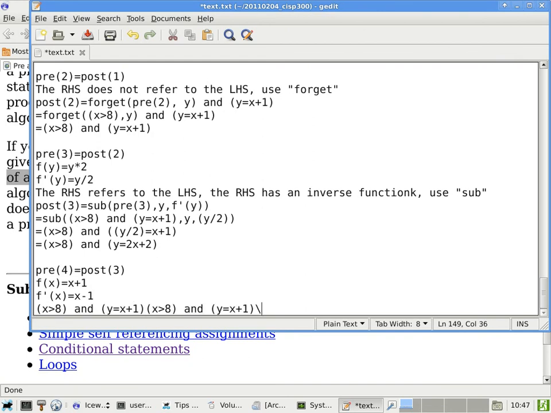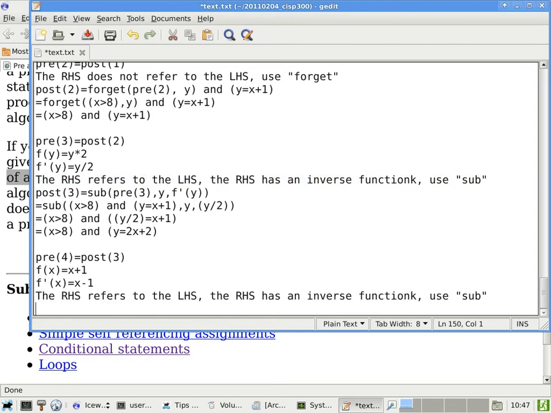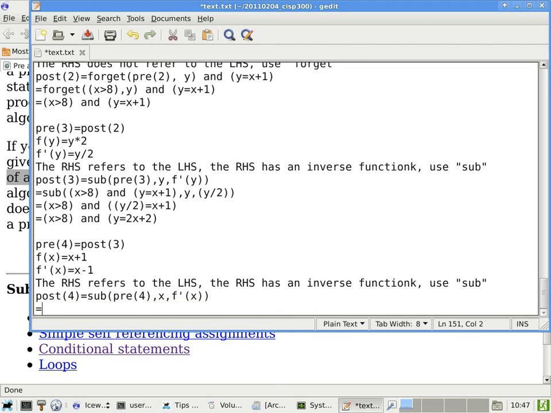And my clipboard has changed. Okay. Are we doing okay so far? We're applying the same rule because the right-hand side refers to the left-hand side, and the right-hand side has an inverse. So now we say post 4 is the result of a substitution operation applied to pre-4. We replace occurrences of x by f prime applied to x. And then the next step is just an expansion of what is pre-4. Pre-4 is the same as post 3, and this is post 3. Copy and paste it here. And f prime of x is x minus 1.